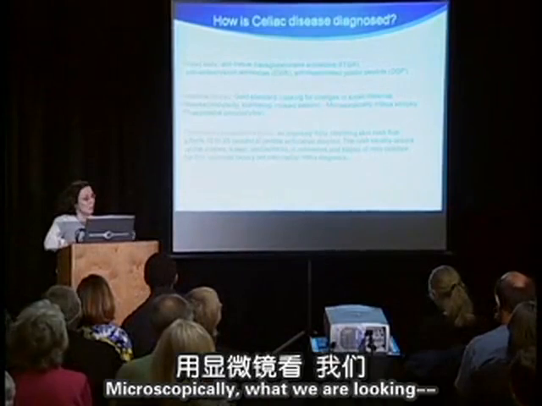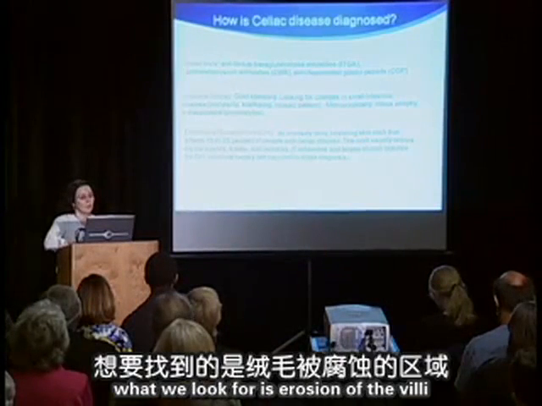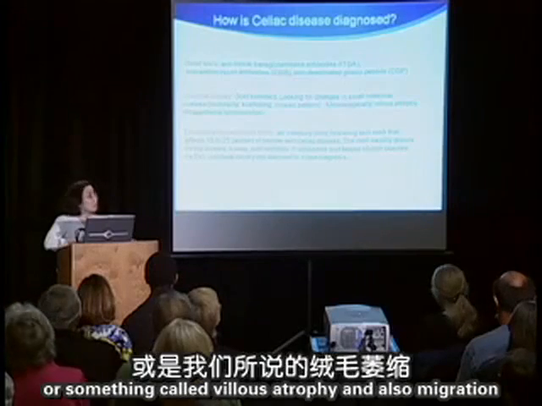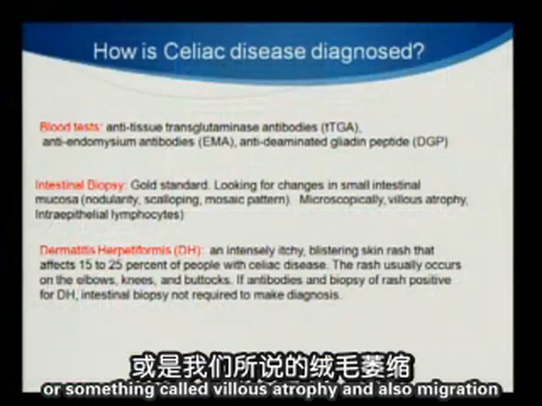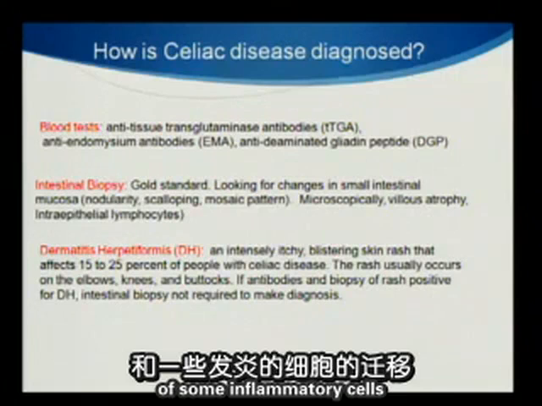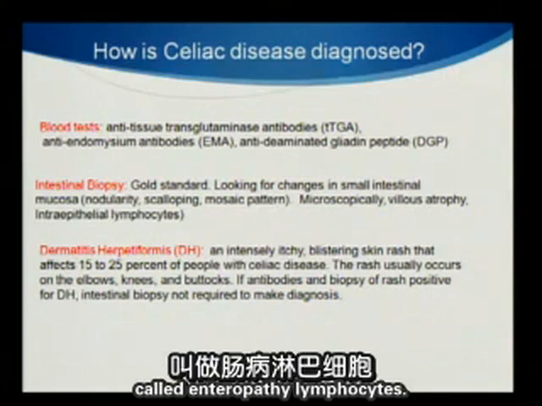Microscopically, what we look for is erosion of the villi, or something called villus atrophy, and also migration of some inflammatory cells called intraepithelial lymphocytes.